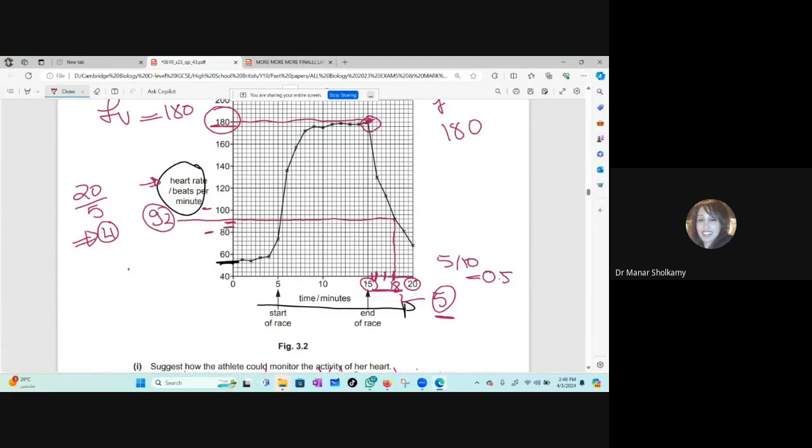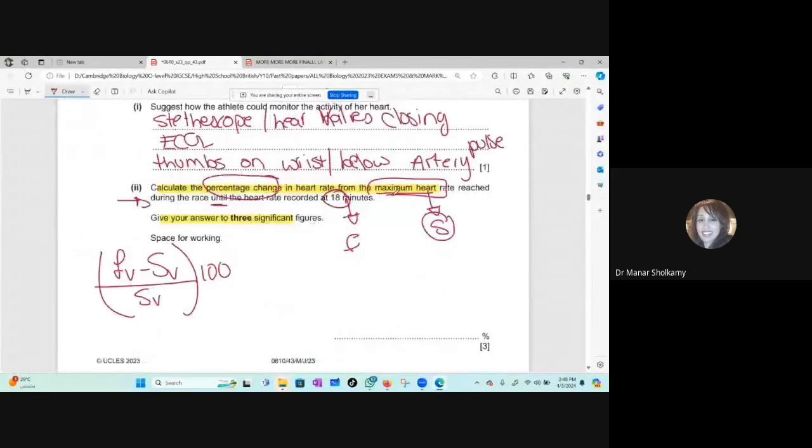So the starting value, we said, is 180 and the final value is 92. What did we say? Maximum heart rate is the starting value. So the 180 is starting and the final value is 92. So we will use our equation now.